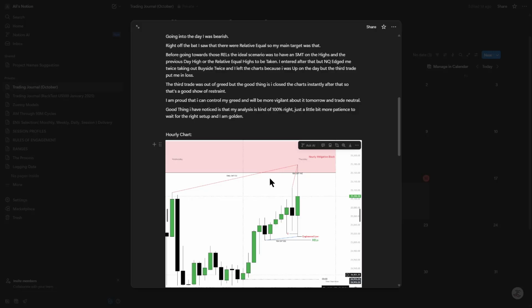So we took out this high. This is the point where I wanted to short, but we did not actually go down. We went down in the next candle, and in the next candle we fully went down. So I entered after the NQ edged me twice, taking out buy side twice.